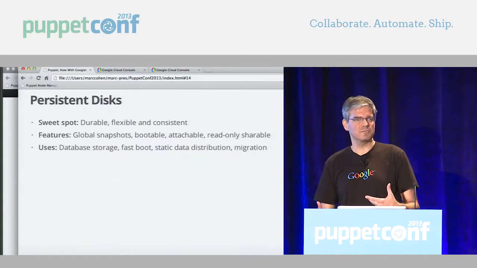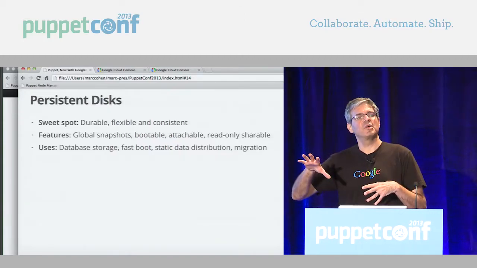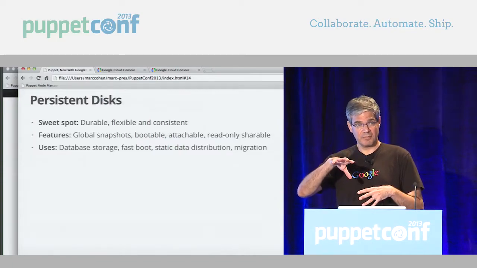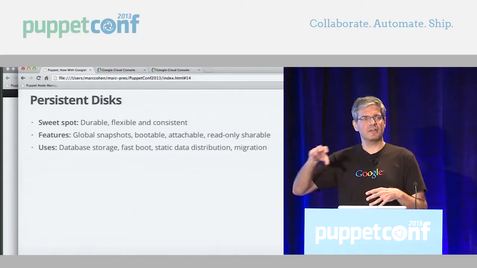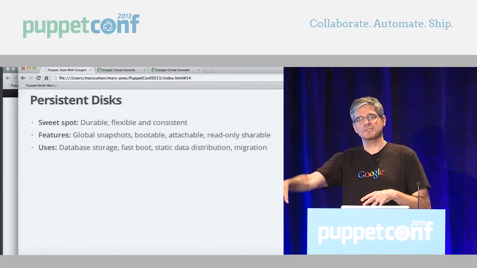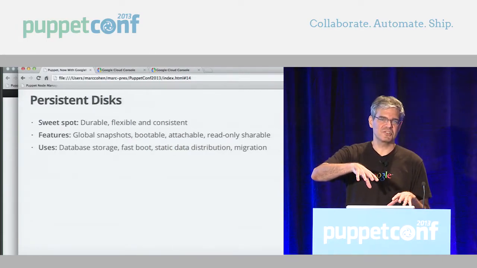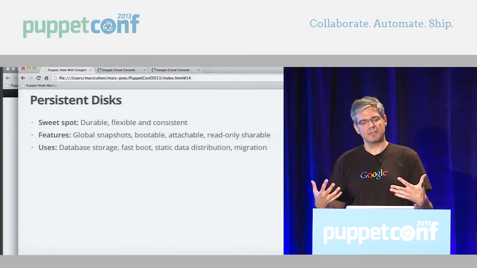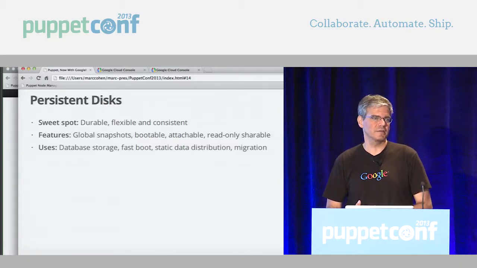There's a feature called snapshots, which lets you take an image of the contents of a persistent disk. And that snapshot can then be used to create additional persistent disks or to boot new virtual machines off of that image. So it gives you a lot of capabilities for backup and cloning of instances.